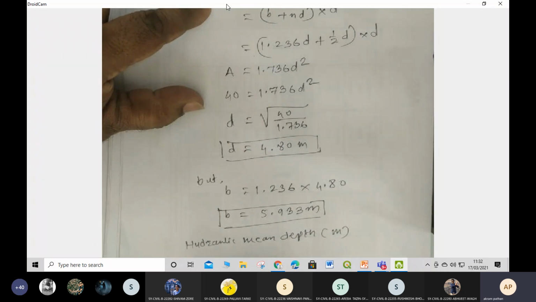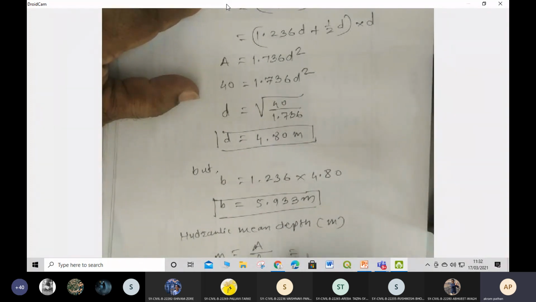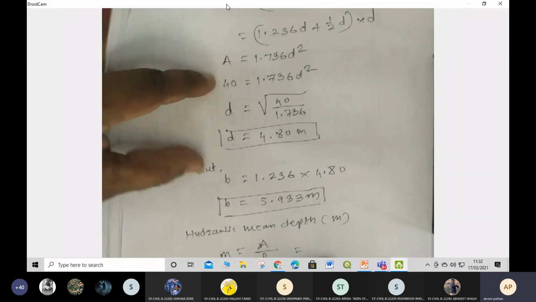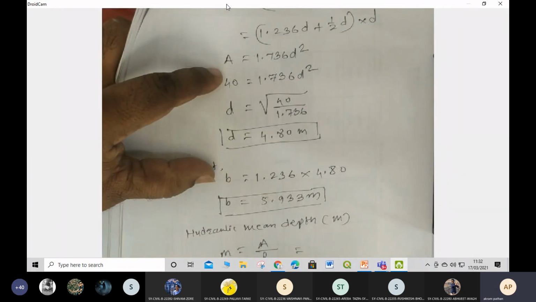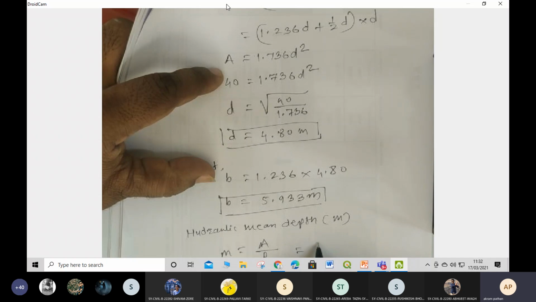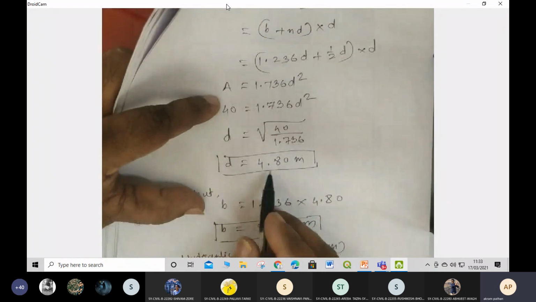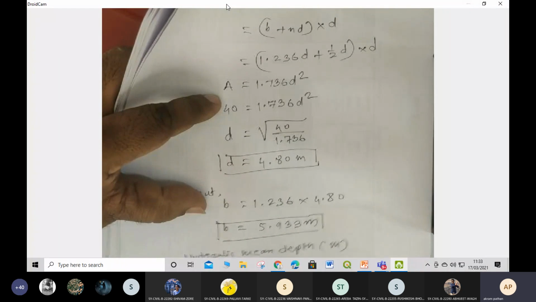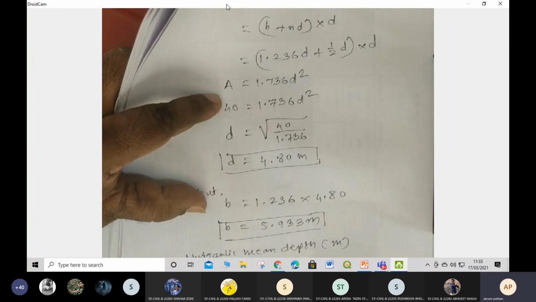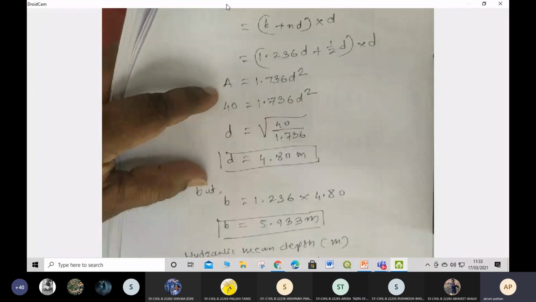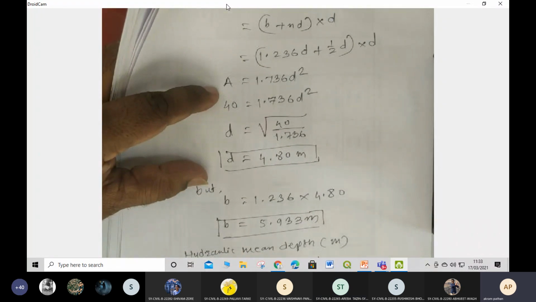But hydraulic mean depth M is the ratio of area to the wetted perimeter. Once we have the area and the perimeter, we can compute the hydraulic mean depth. Or directly, the hydraulic mean depth is half of the depth of flow for the most economical trapezoidal channel section. So directly you write D by 2. D is 4.80 divided by 2, so it is 2.40 meter. So 2.40 meter is the hydraulic mean depth.